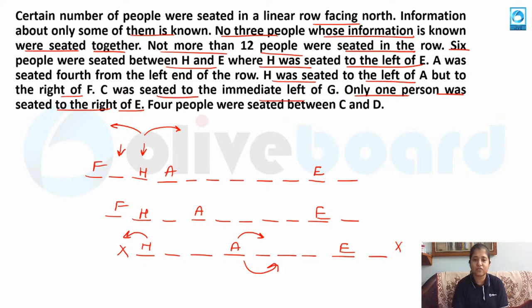Now, C was to the immediate left of G and we know that no three people can be placed such that they are together. Three people ko saath mein nahi baitha sakte, right? So, C and G, four people are between C and D. So, 1, 2, 3, 4, D will be here. Now, in this case, C and G will be coming here, but you cannot place four people between C and D. That means, ye wala galat ho jayega. Aapka final answer kya hoga? Ye wala ban jayega, right? So, this is the answer that you guys will be getting.